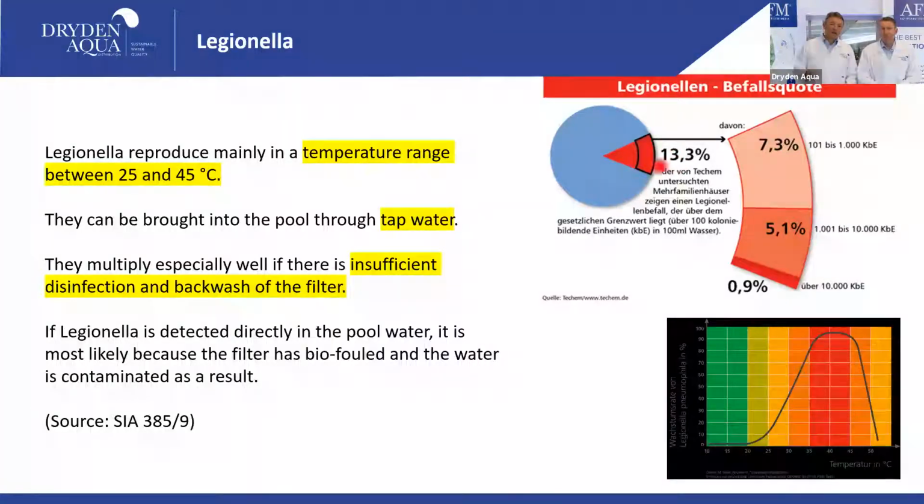That was a survey in Germany, and more than 10% was contaminated with Legionellas above the value. The max value is 100. You see a part was this, here you already have a higher contamination, and here with 1% you had a very high contamination. And here you see how they develop, starting from 25, and they are really comfortable up to 45, and then it goes down.